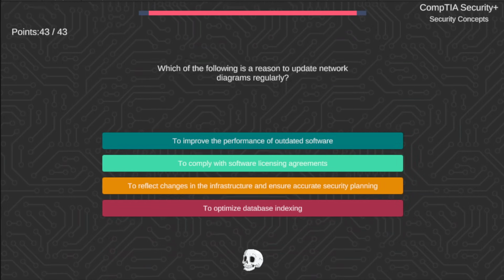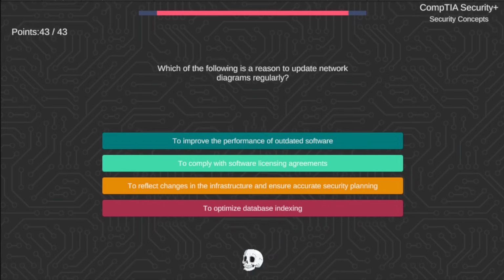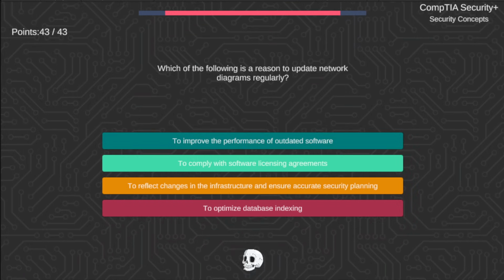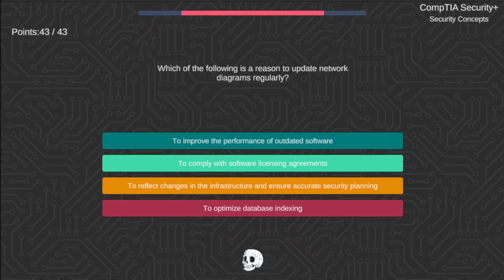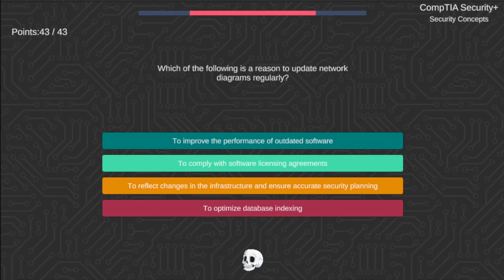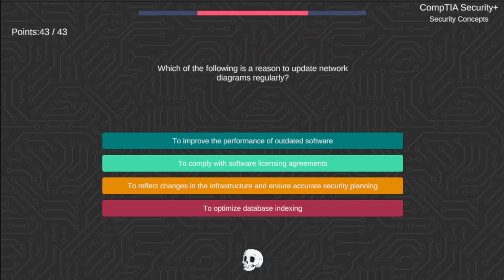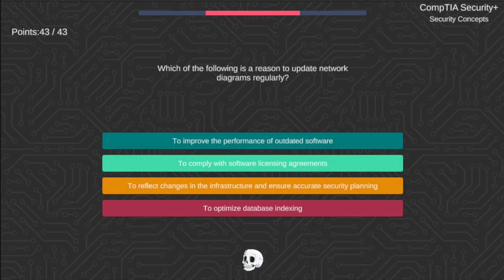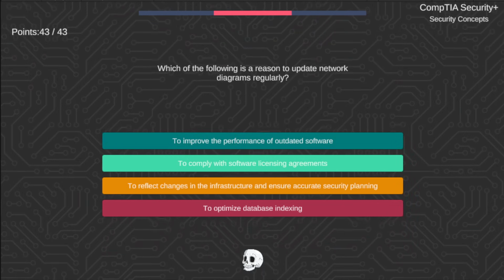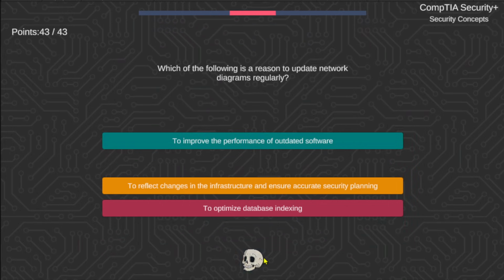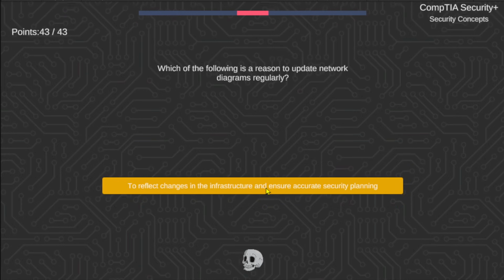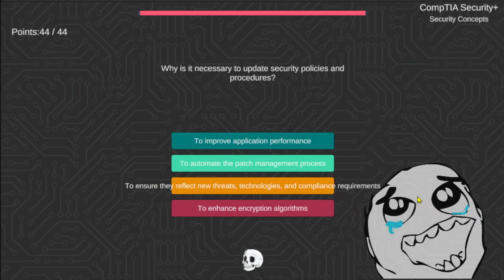Which of the following is a reason to update network diagrams regularly? To improve the performance of the outdated software, to comply with software licensing agreements, to reflect changes in the infrastructure and ensure accurate security planning, or to optimize database indexing? Correct answer is to reflect changes in the infrastructure and ensure accurate security planning.